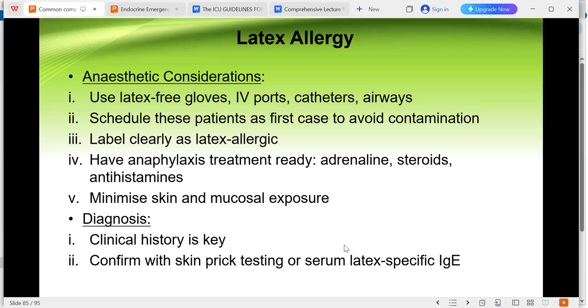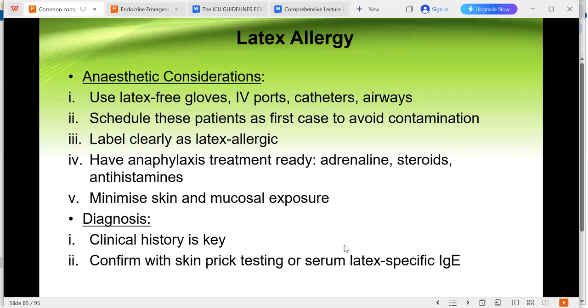You want to use latex-free gloves. They're available. Make sure that all the equipment you are going to use is latex-free, including catheters and airways. Then make sure you schedule this patient as the first case to avoid contamination. Label clearly as latex allergic, and make sure you have your anaphylaxis treatment ready. Minimize skin and mucosal exposure. These are your anesthetic considerations for a patient coming for surgery with a known latex allergy.